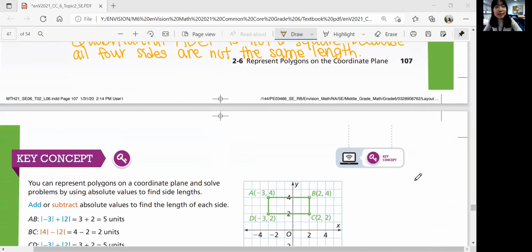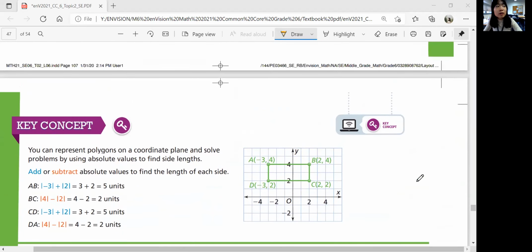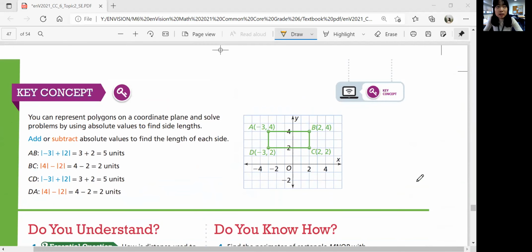So let's summarize our lesson. What did we learn today? You can represent polygons on the coordinate plane and solve problems by using absolute value to find side lengths. You can add or subtract. So when do you add absolute values to find the side lengths, and when do you subtract? You add if the vertices are in different quadrants, and subtract if they are in the same quadrant.